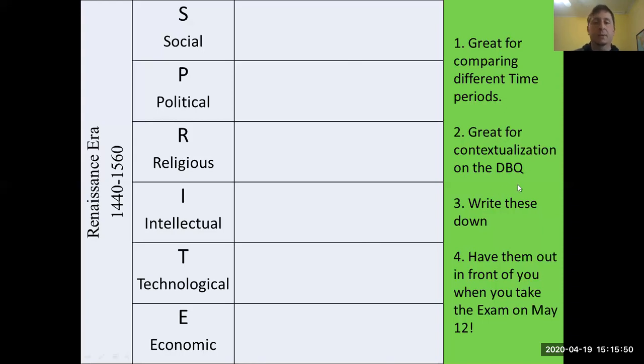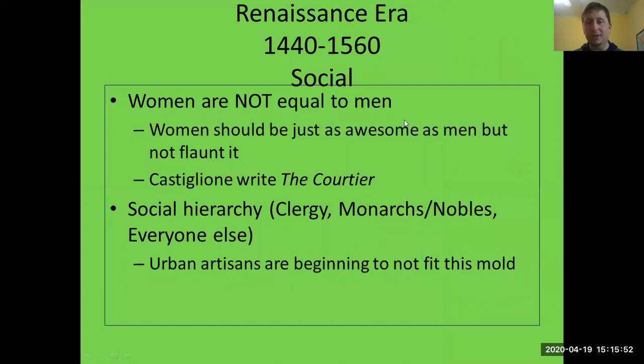So the Renaissance, remember, is this period. For our purposes, we're going to start in 1440 today. The test exam actually starts in 1450 and goes to the modern. Well, it goes to 1914 this year. So we're going to focus in this SPRITE chart on 1440 to 1560. So this is going to be a little bit of a timeline review, a little bit of a Renaissance review, a little bit of a SPRITE review.